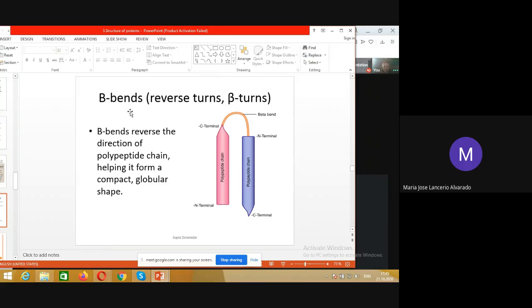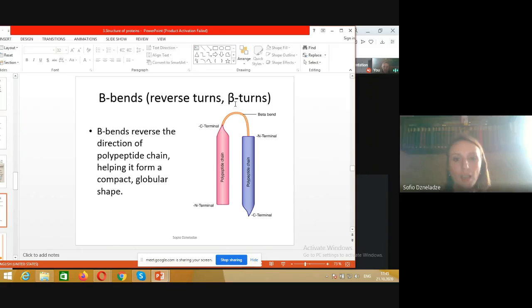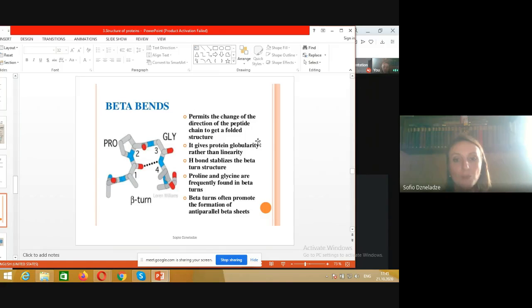Beta turns reverse the direction of the polypeptide chain, helping it form a compact globular shape. Yes, it's a polypeptide chain, it's a turn. And this turn can be caused by different types of amino acids. Please, Louise, help Maria, and now you read this part.